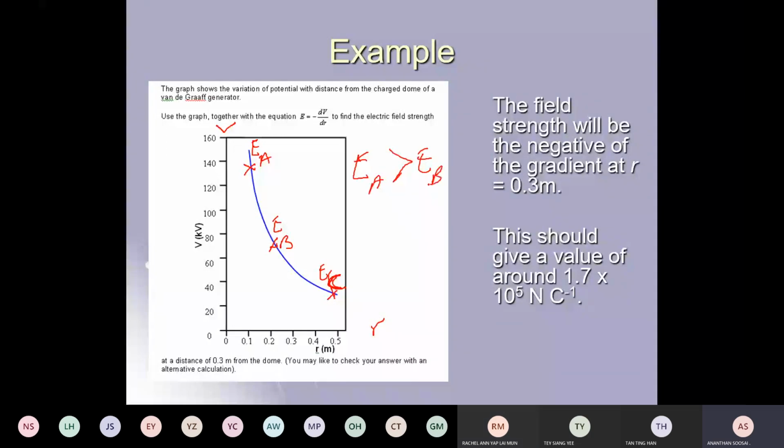If they ask for the reason why, what are you going to say from this graph? You see, electric field strength is actually equal to the negative of the potential gradient. You must mention this. Then, because the magnitude of the gradient at the beginning is greatest, therefore EA is greater than EB. So you must mention this relation: electric field strength is the negative of the potential gradient.